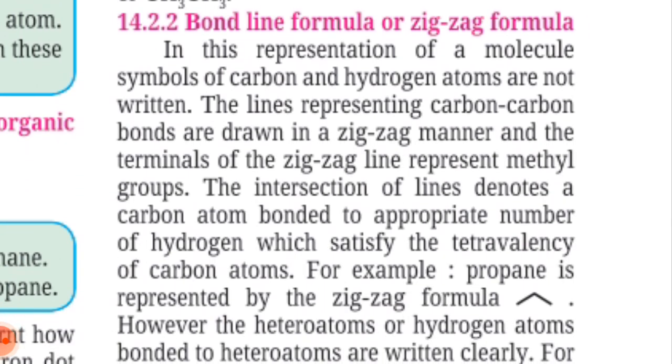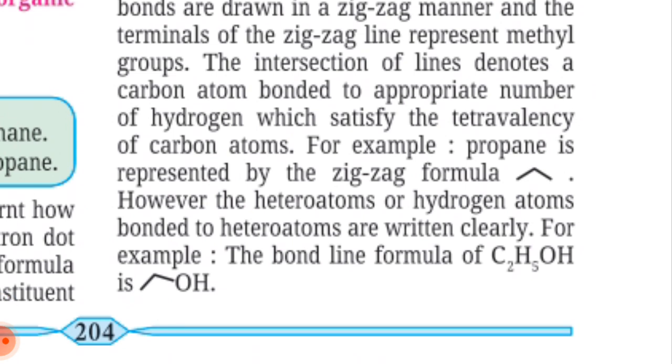Bond line formula or zigzag formula. In this representation of a molecule, symbols of carbon and hydrogen atoms are not written. The lines representing carbon-carbon bonds are drawn in a zigzag manner, and the terminals of the zigzag line represent methyl groups. The intersection of lines denotes a carbon atom bonded to an appropriate number of hydrogens which satisfy the tetravalency of the carbon atom.